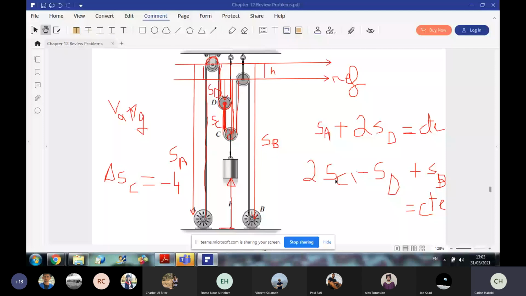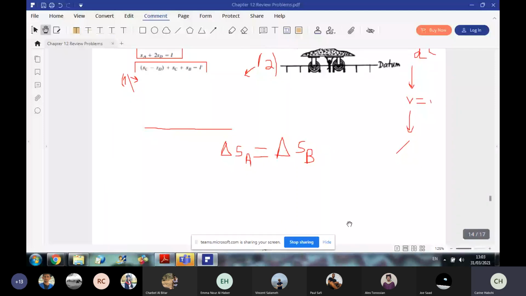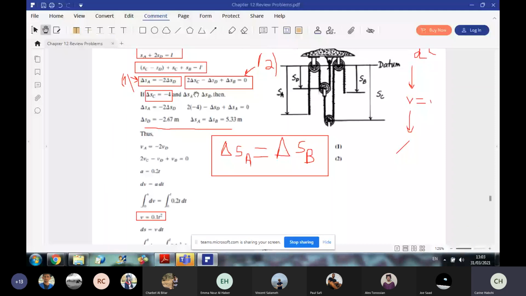Okay. Now, in the next step, once I get these relations, I will use what I know. They told me that the block will rise up a distance of 4 meters. So initially my block was at the ground level, and by operating my motors, the block will be lifted upward a distance of 4 meters. Since it is lifted up and SC is downward, delta SC will be negative. So delta SC is equal to minus 4, okay?